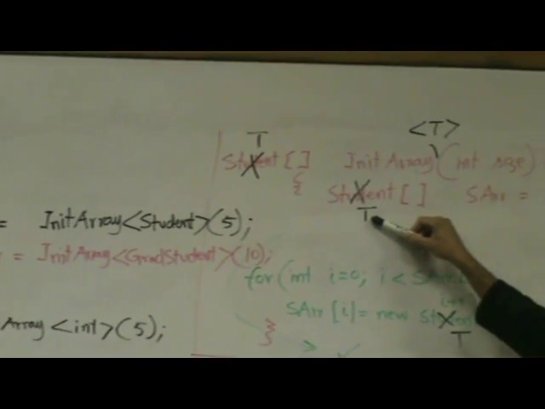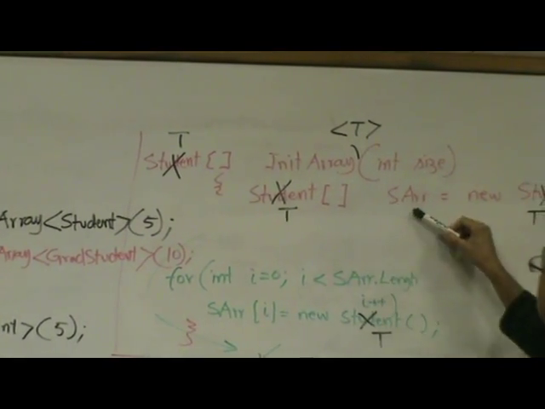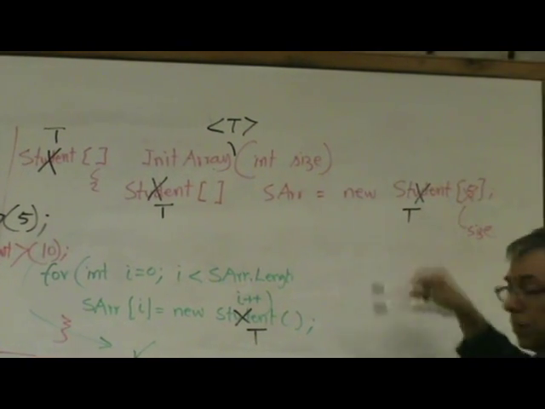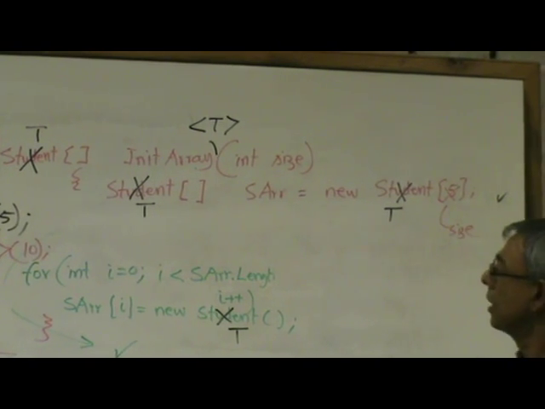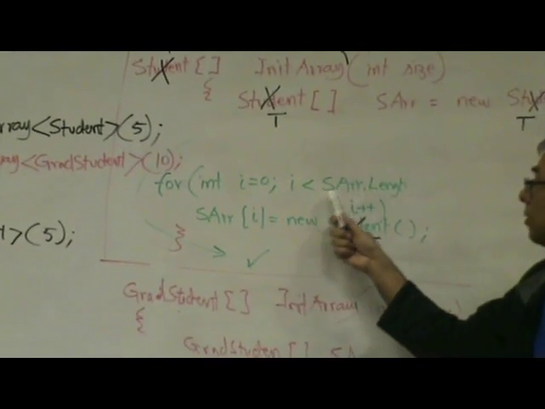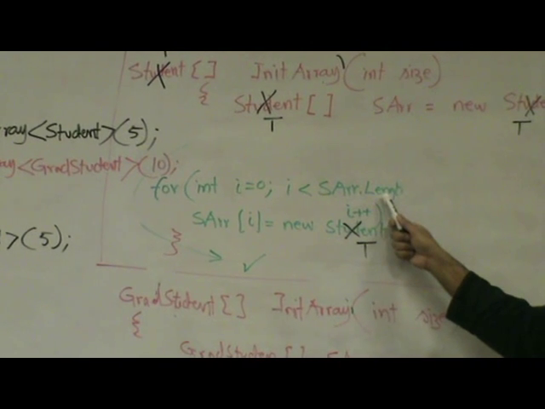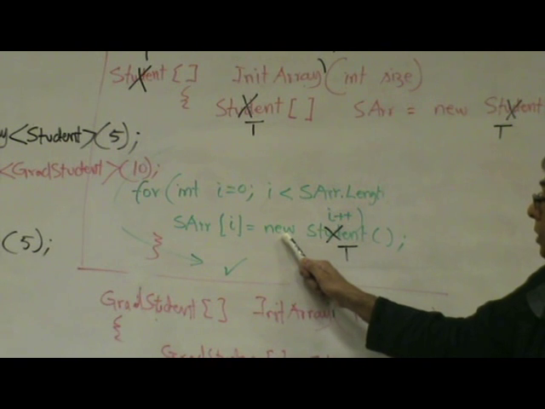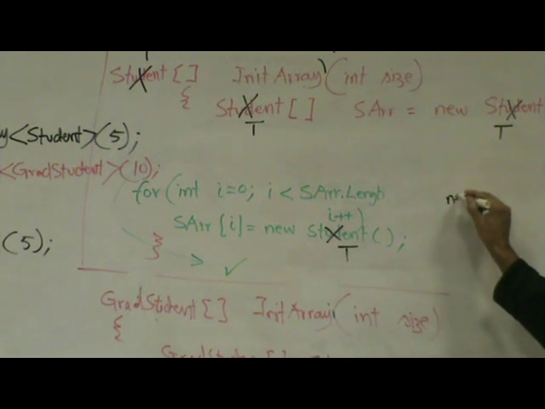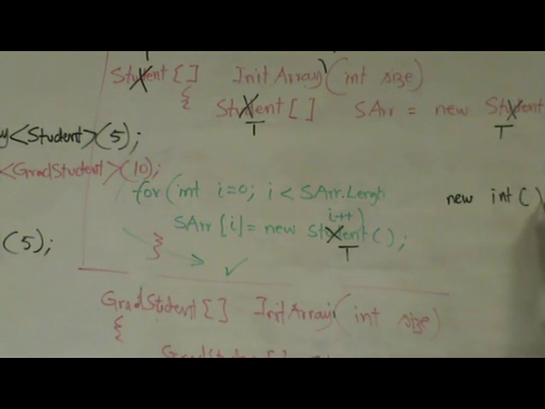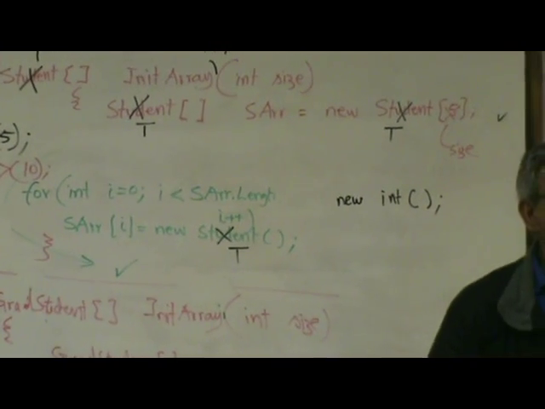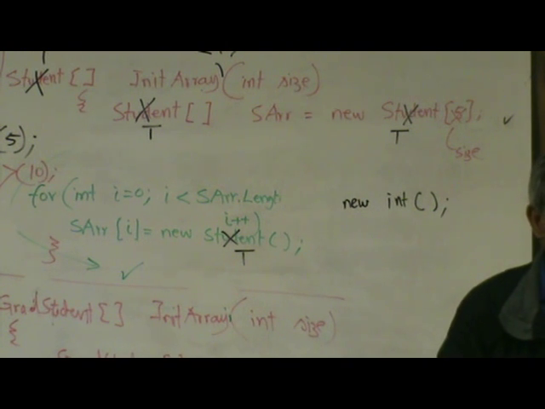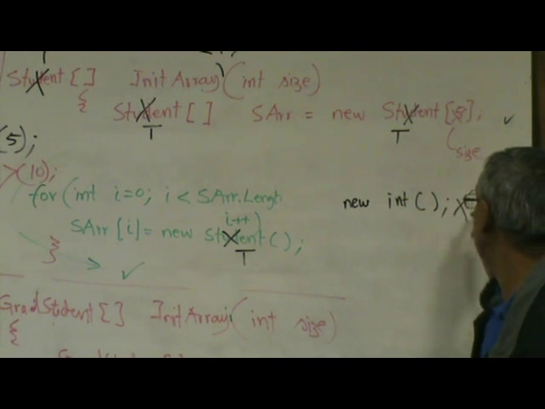T is what now? Int, right? So int S array equal to new int, which is fine. So this is perfectly okay. Now we go over here. Int I equal to 0, I less than S array dot length, for example 5 in this case. S array of I equal to new int. But there's no such thing as new int. It's a value type. We don't trigger the constructor for an int, right? So this is where it will fail.